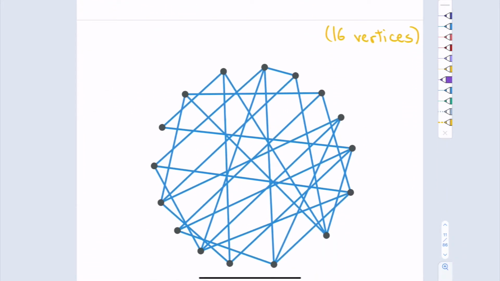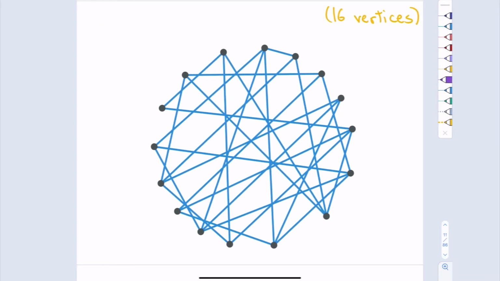All right. I guess I gave you guys one more puzzle. Here's a graph with 16 vertices. This one has a little bit more symmetry. And I guess I was going to ask you, if you guys still have the energy, what is the size of the maximum matching in this graph?